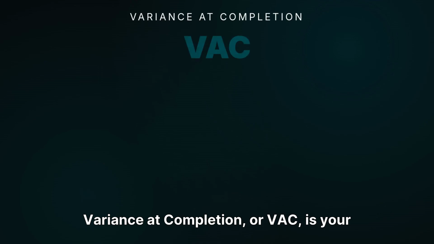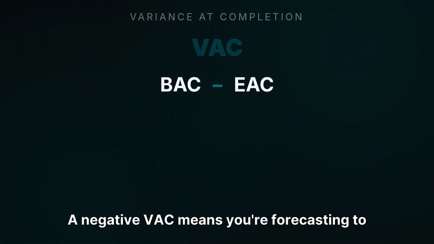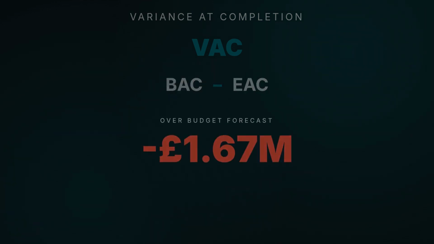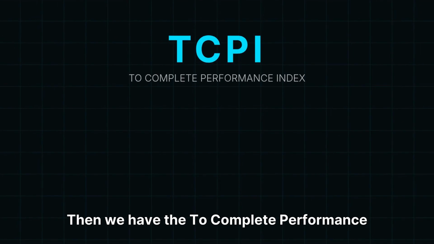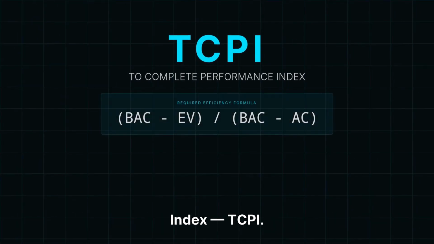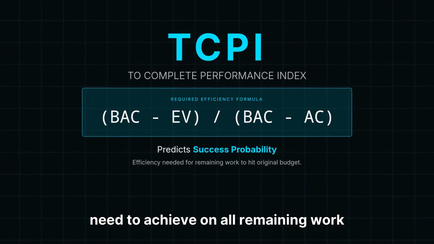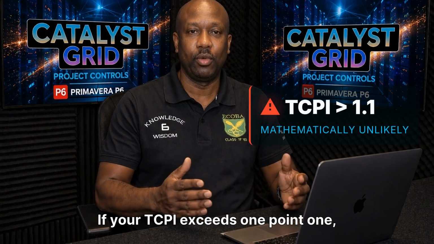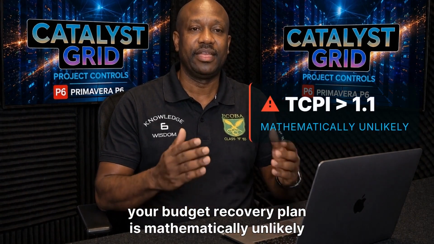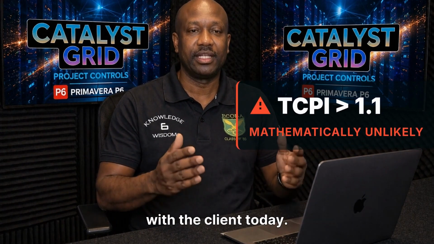Variance at completion, or VAC, is your BAC minus your EAC. A negative VAC means you're forecasting to go over budget. It quantifies the financial risk at the end of the line. Then we have the To Complete Performance Index, TCPI. This tells you the specific CPI you need to achieve on all remaining work just to hit your original budget. If your TCPI exceeds 1.1, your budget recovery plan is mathematically unlikely to succeed. That's a conversation that needs to happen with the client today.